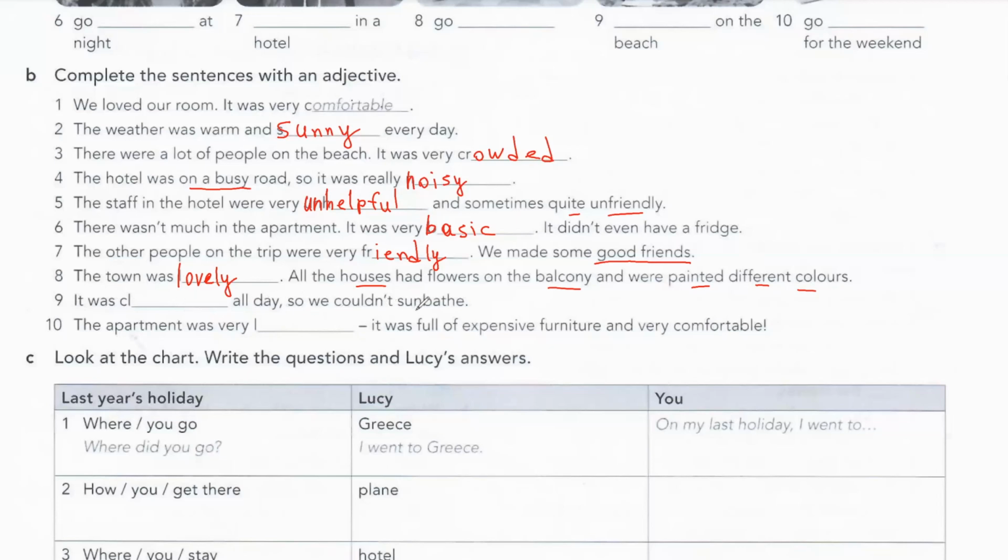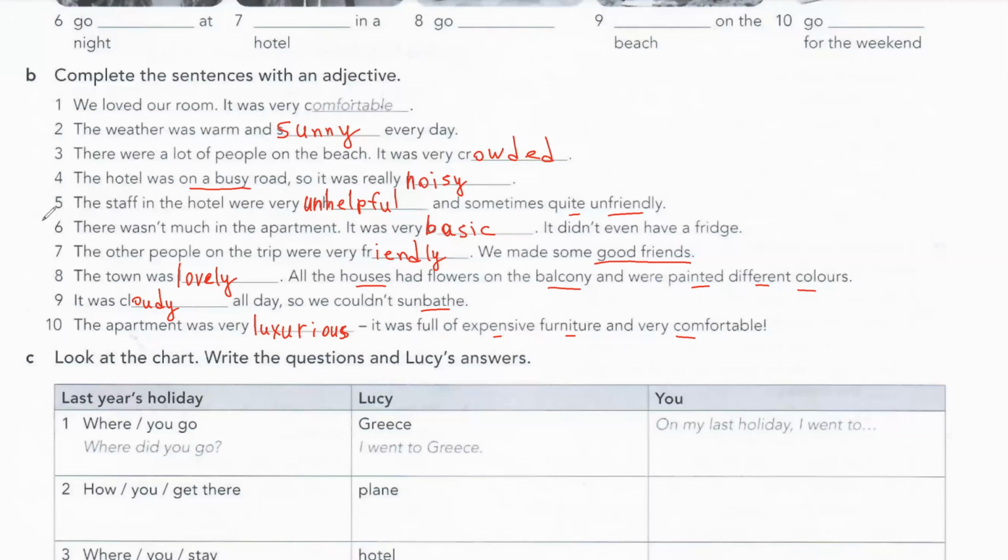Number nine. We couldn't sunbathe. So it was cloudy. Cloudy. Number 10. The apartment was very, it was full of expensive furniture and very comfortable. So it was full of expensive, luxurious. L-U-X-U-R-I-O-U-S. Luxurious. Okay, guys.